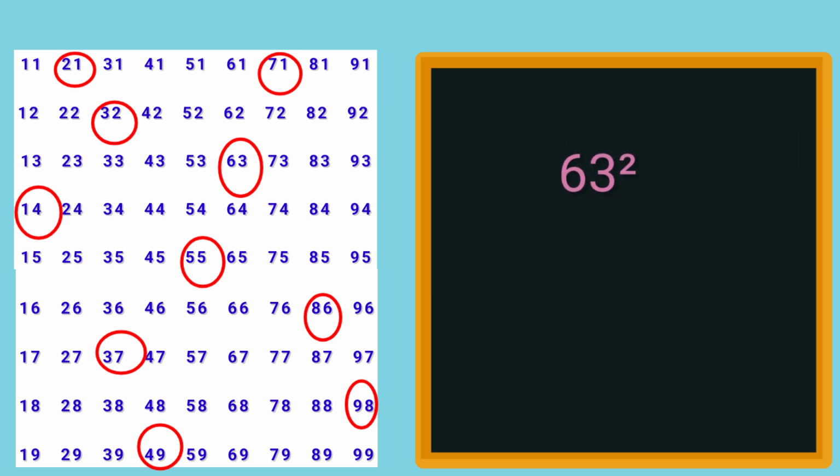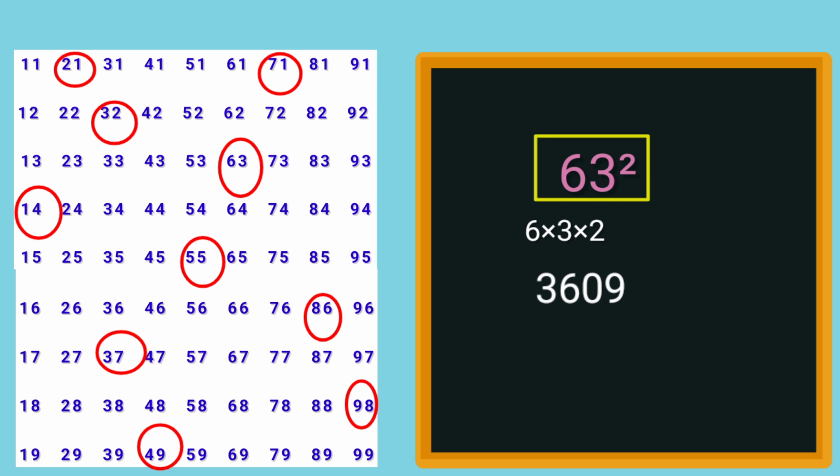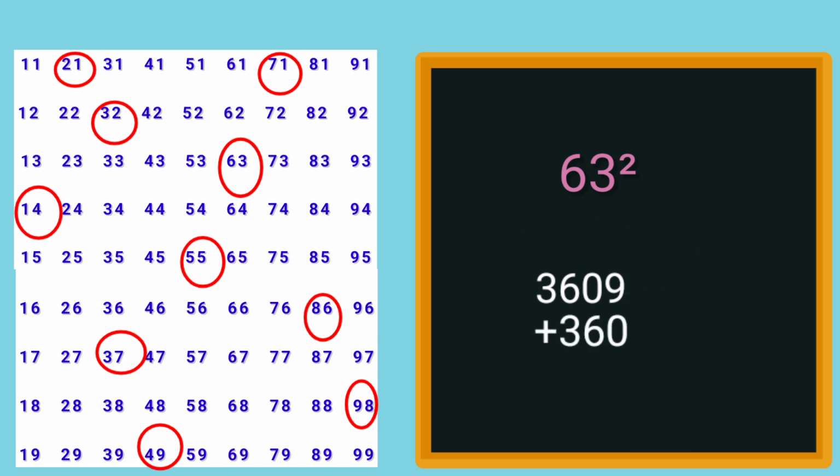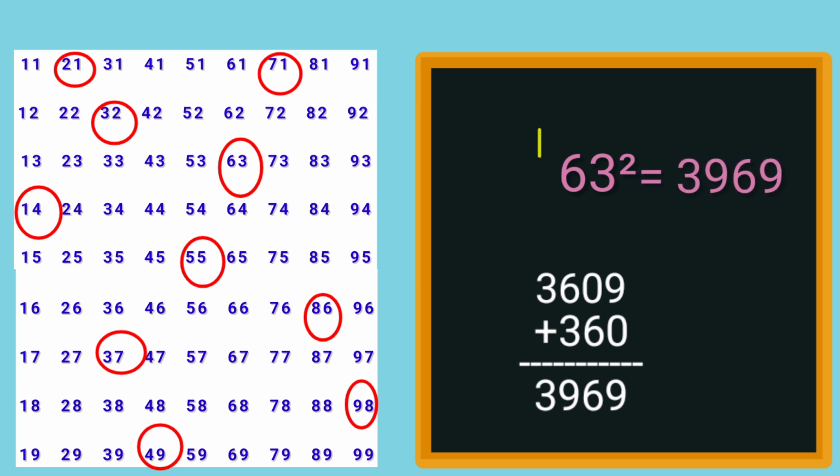Next number whose square we will find is 63. In the first step we will write squares of both digits, 6 square 36, 3 square 09. Next multiply the numbers seen, that is 6 into 3 into 2. 6 3s are 18, 18 2s are 36. We will place 0, it becomes 360. On adding this to squares written below, we get the answer 3969. That is 63 square equals 3969.